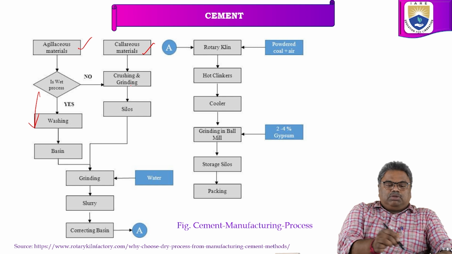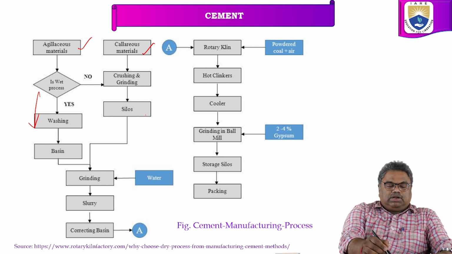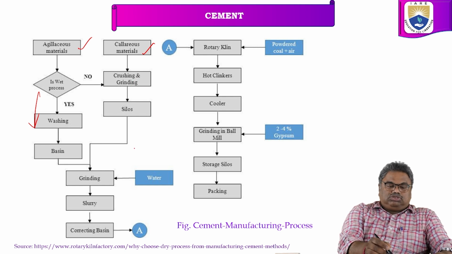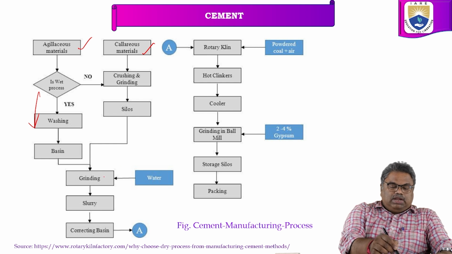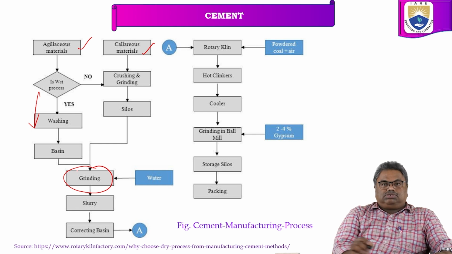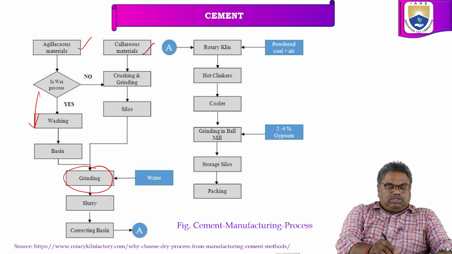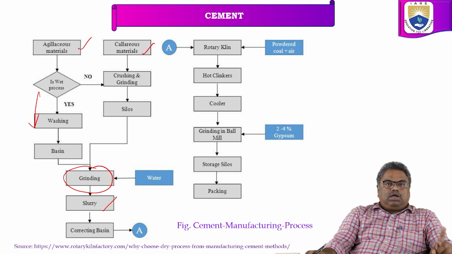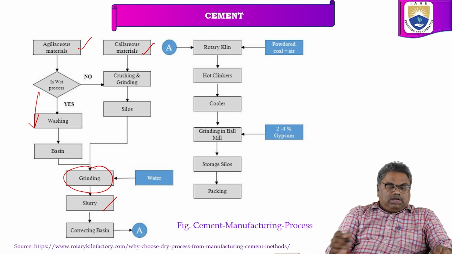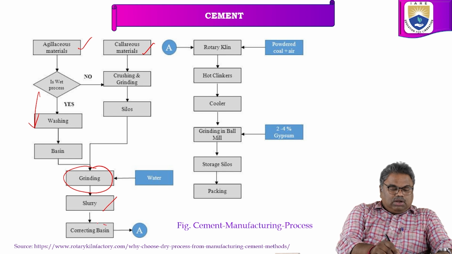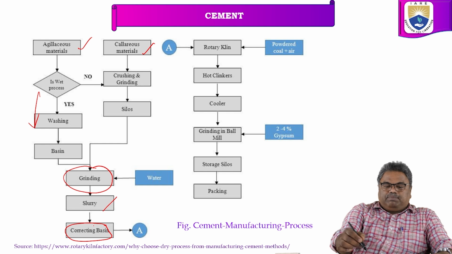If it is the dry process, after crushing and grinding, it will go to silos, and then to grinding again. In the grinding process, we will add water, and it will make a slurry, from both the argillaceous and calcareous materials. Then it will go to correcting basins and on to the rotary kiln.